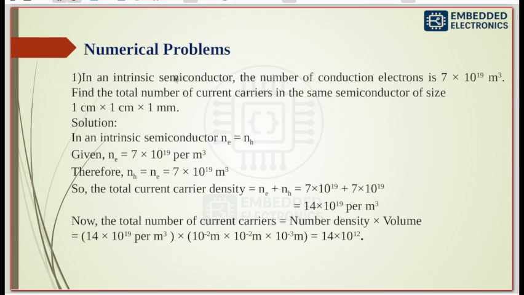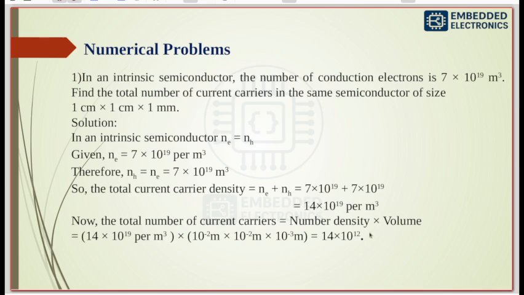We know that the total number of current carriers is equal to number density into volume. We have the volume, that is 1 cm into 1 cm into 1 cm. We need to convert this to meters. Then it will become 1 by 100, which is 10 to the power minus 2. So 10 to the power minus 2 into 10 to the power minus 2 into 10 to the power minus 2. But we don't have the number density, right?